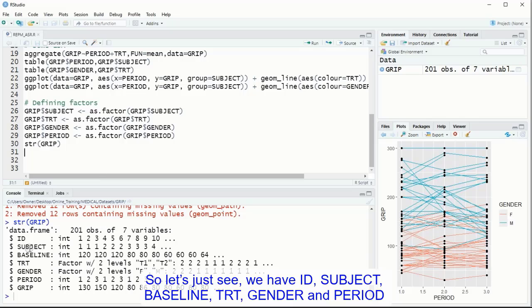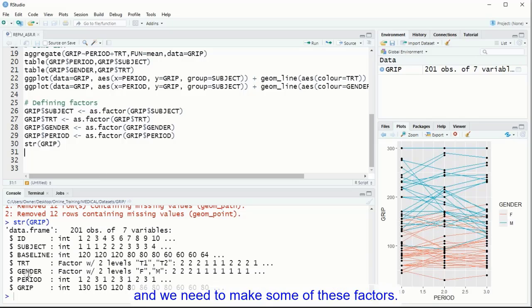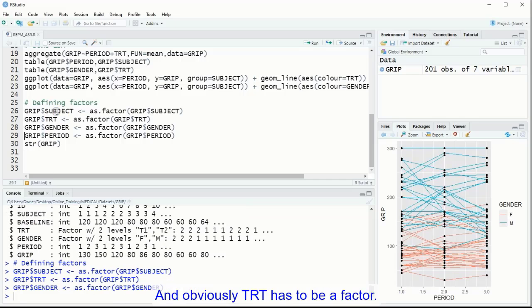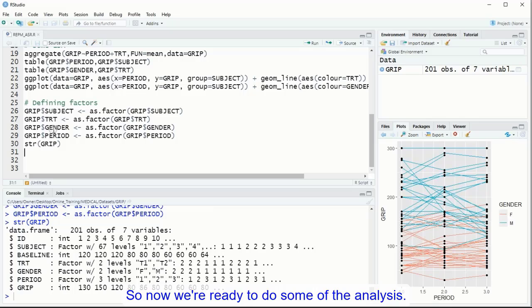So let's just see, we have ID, subject, baseline, treatment, gender, and period. And we need to make some of these factors. Grip is my response, but period has to be a factor, and the subject has to be a factor, and obviously treatment has to be a factor. So now we're ready to do some of the analysis.